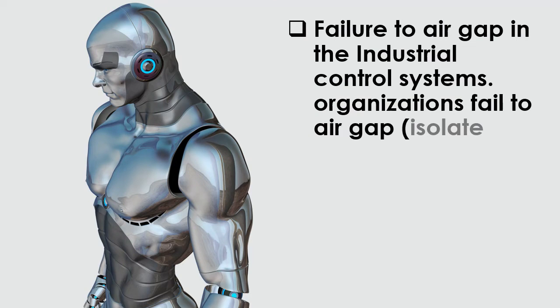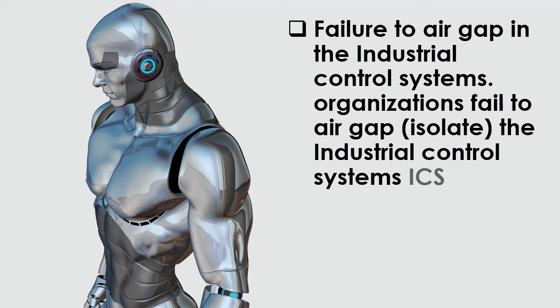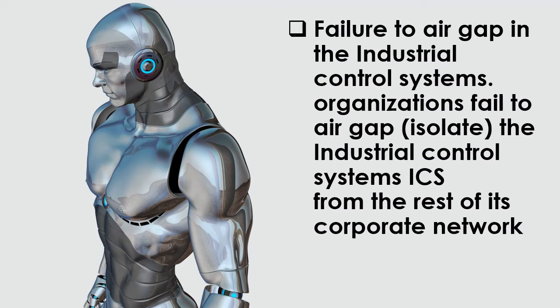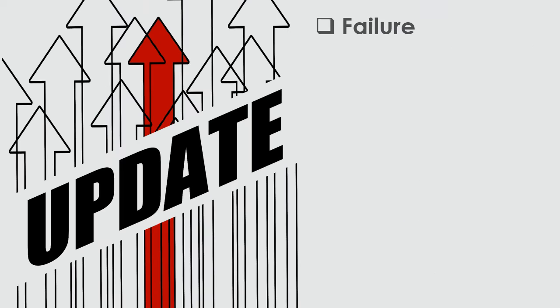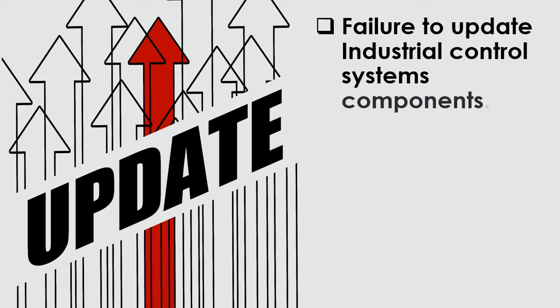Organizations fail to air gap, isolate, the industrial control systems, ICS, from the rest of its corporate network. Failure to update industrial control systems components.